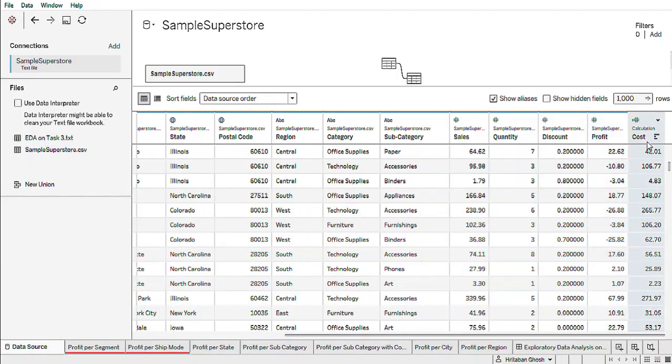The last column you see here is the calculated field. It is the cost, which is calculated using the formula sales minus profit. We will look into why we have created this field later on in the video.